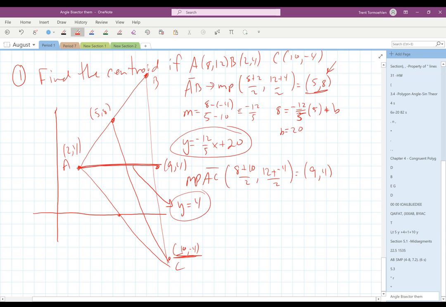Well, the way that you solve the system of equations is we usually take whatever y equals in one and we substitute it into y for the other. So I can plug in 4 for y here and then solve for x. And that gives me -16 equals -12/5 x. Multiply both sides by -5/12. And that gives me 20/3 equals x. And so if 20/3 equals x, we already know what y equals. y has to equal 4. And so that is the centroid, (20/3, 4).